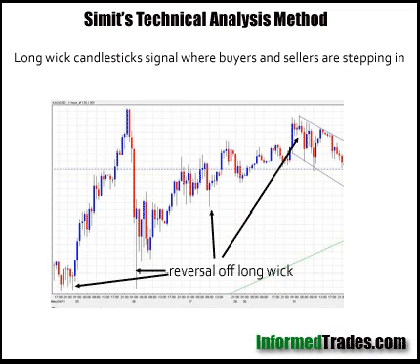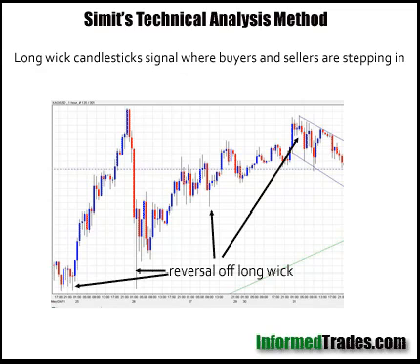The third key technical tool I use are candlestick patterns, specifically long wick candlestick patterns. So candles that have a really long wick, where the wick is 2 or 3 times as long as the body. The longer the wick, the more significant the candle is, in my opinion. If you look on the screen now, there's 1, 2, 3, 4 long wicks that we see, and you can see the market's reversed each time in another direction.